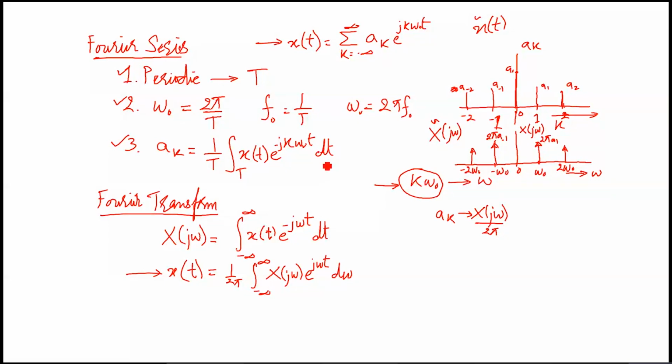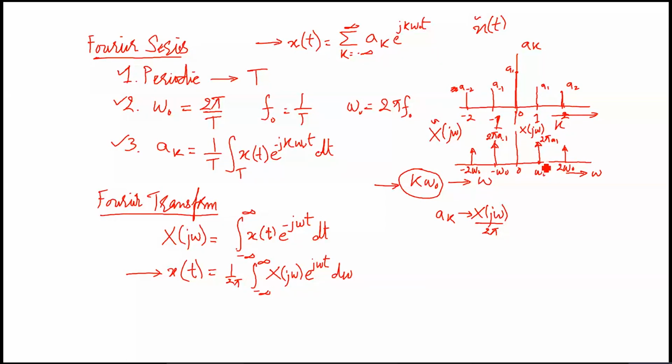And if you have a periodic function, you would see that its Fourier transform will not give you a continuum, it will give you these sort of impulses. Any questions? Okay, so this is one relationship that we should be aware of: what is the relationship between A and X.